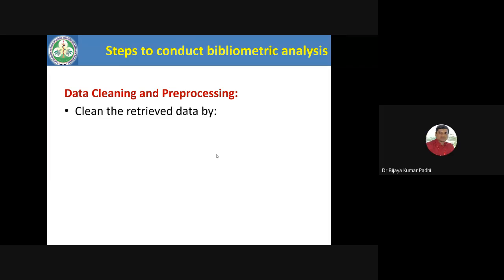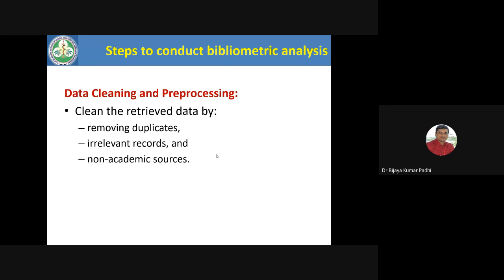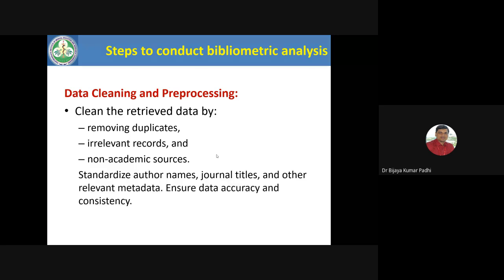So clean and retrieve data by removing duplicates, irrelevant records, and non-academic sources. Standardize authors' names, journal titles, and other relevant metadata to ensure data accuracy and consistency. This is possible if you extract data from Scopus and Web of Science. They have a standard format to archive author names, journal titles, keywords, everything, which is called the metadata, whereas in Google Scholar you will not find that metadata.